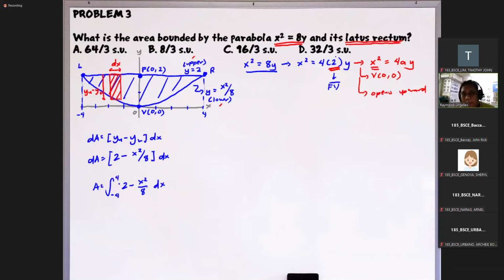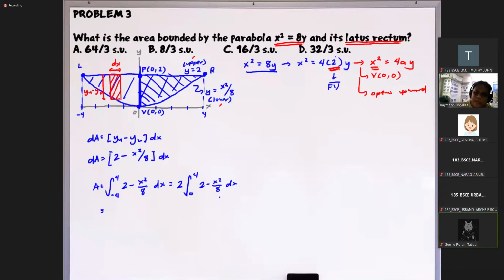Pero kung alam niyo yung properties ng parabola, alam natin na yung parabola is symmetric with respect to its axis. Remember, ito yung axis natin. Itong axis na to, hinahati niya yung parabola into 2 equal parts. Pwede nga i-consider lang natin yung right hand side o yung left hand side lang, tapos multiply natin ng 2. Another way, pwede ko siyang gawing 2 times the integral from x is 0 hanggang x is 4. Pareho lang yung kalalabasan nito.